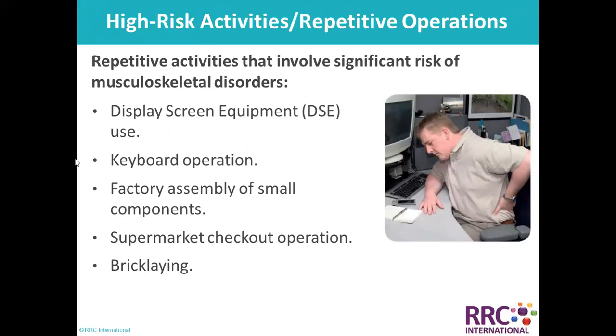Now, what are the high-risk activities or repetitive operations? Number one involves significant risk, like DSE, that means display screen equipment, or DSE use, keyboard operations, especially the typist or the office clerks, or even we, the managers, are also sometimes typing a lot of things like policies, procedures, different kinds of circulars, or preparing some formats. So a lot of typing we also do. Factory assembly of small components, supermarket checkout operations, and bricklaying.